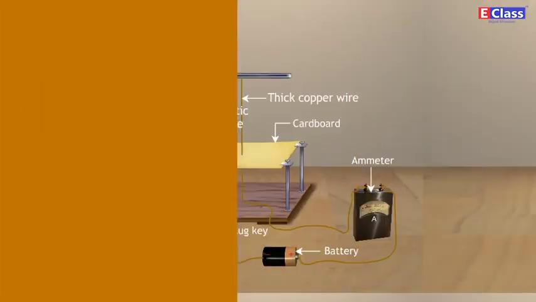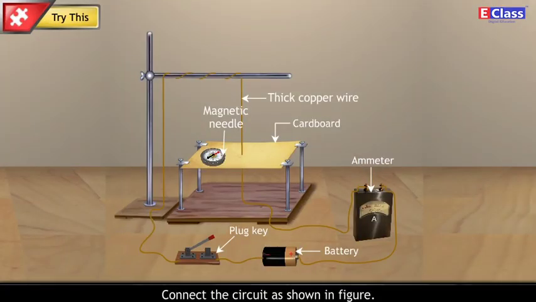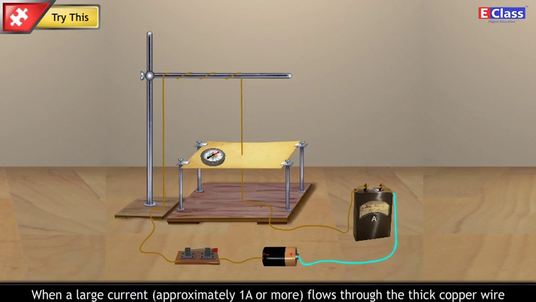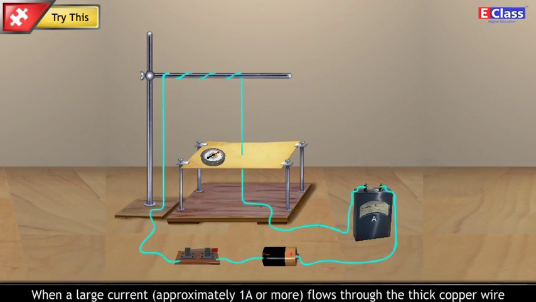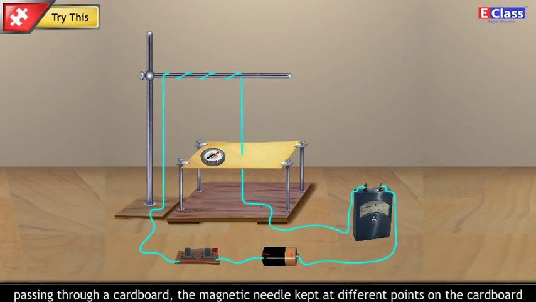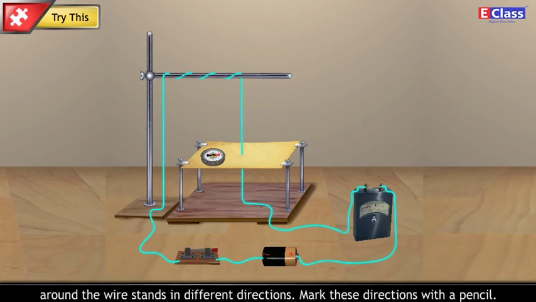Try this. Connect the circuit as shown in the figure. When a large current, approximately 1 A or more, flows through the thick copper wire passing through a cardboard, the magnetic needle kept at different points on the cardboard around the wire stands in different directions. Mark these directions with a pencil.